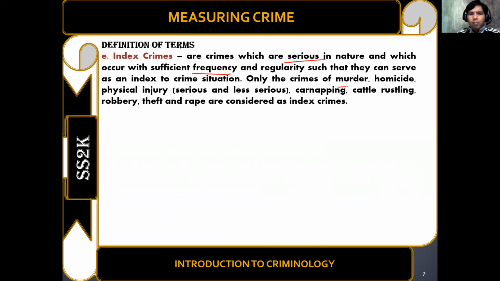So yun po yung index crime na nabanggit. Murder, homicide, physical injuries, less serious or serious, carnapping, cattle rustling, robbery, theft, rape. Okay, yan po yung mga index crimes. Kasi sabi natin yung crime volume is index crime plus non-index crime. Okay? Yan. So yan po ang index.